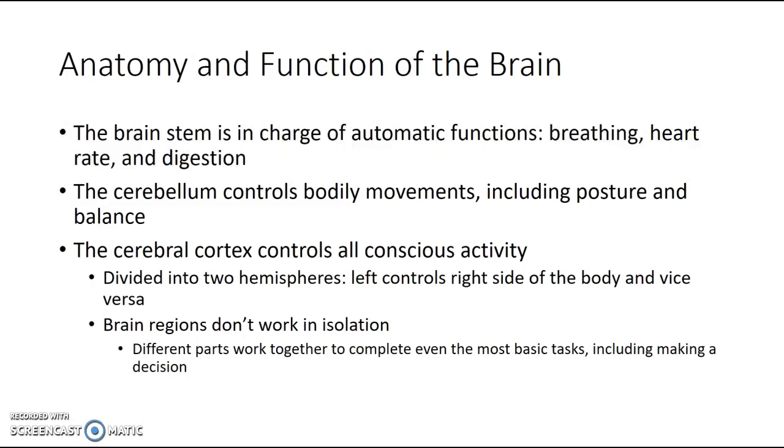There are 4 brain regions. There is the frontal lobe, the parietal, the occipital, and the temporal lobe, and they all have their own job, but they do not work alone. They work together to complete even the most basic tasks, such as making a decision.